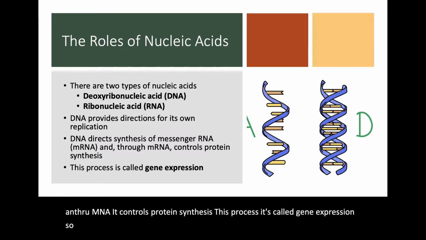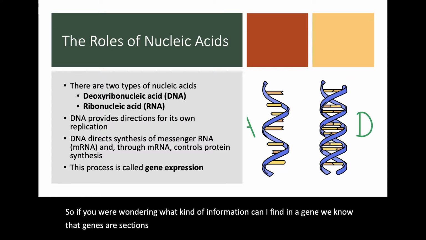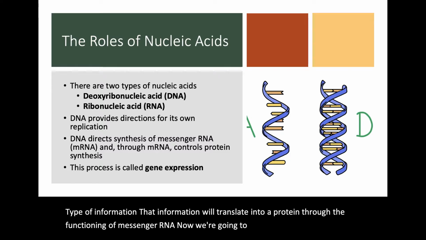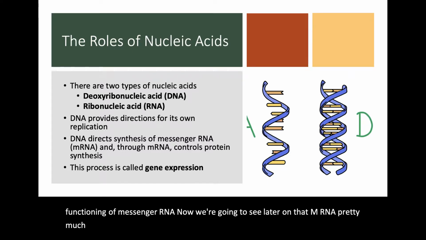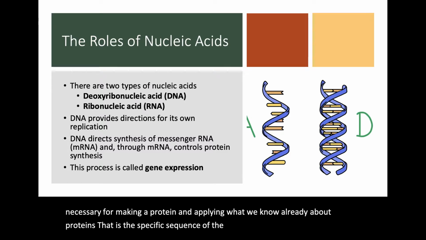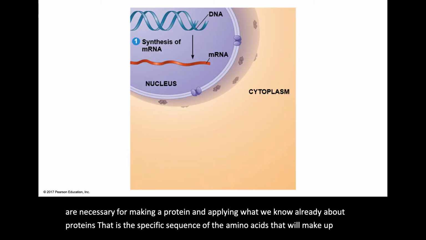So if you were wondering what kind of information can I find in a gene, we know that genes are sections of DNA that encode a certain type of information. That information will translate into a protein through the functioning of messenger RNA. We're going to see later on that mRNA pretty much functions like a recipe that marks the specific ingredients necessary for making a protein. Applying what we know already about proteins, that is the specific sequence of the amino acids that will make up that protein. So let's have a look at this.